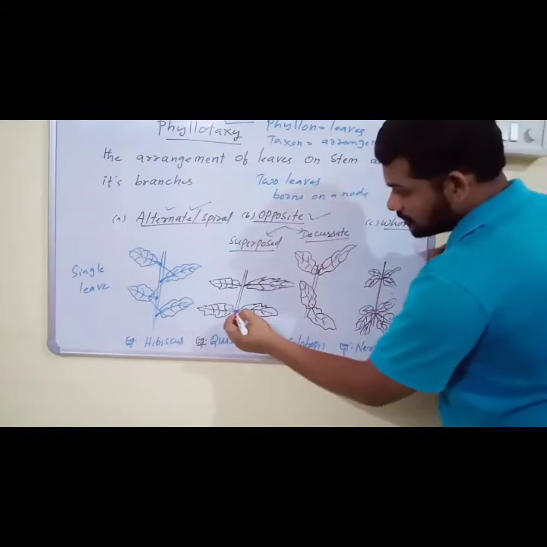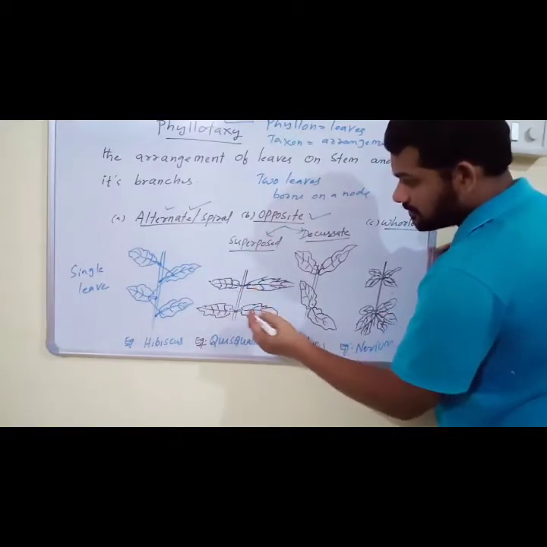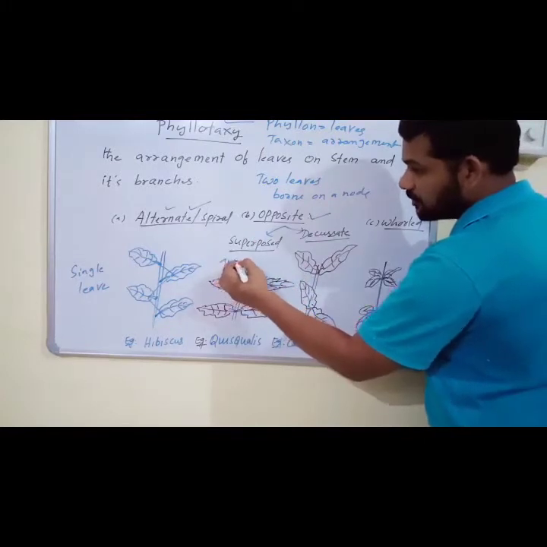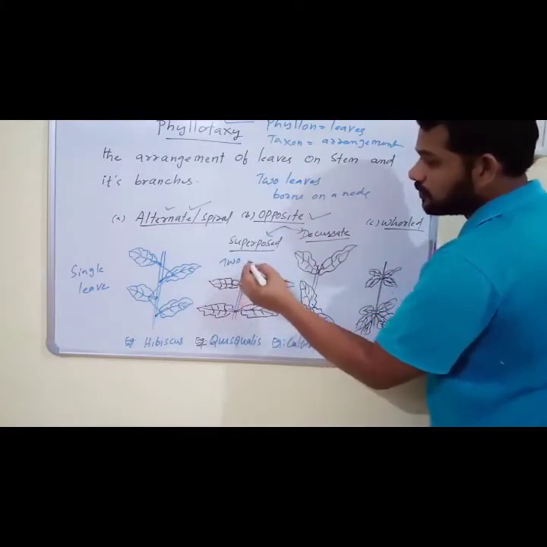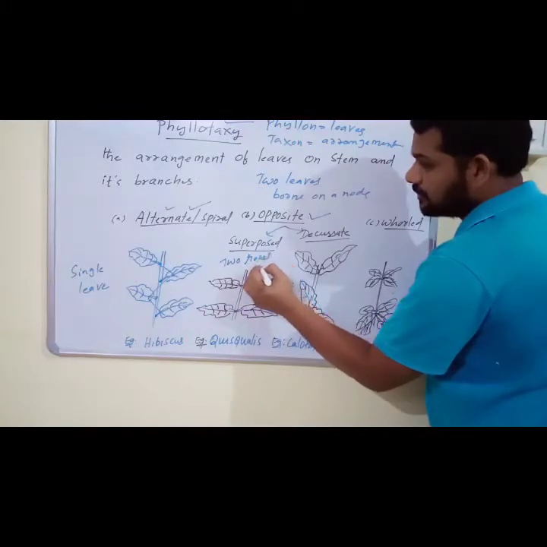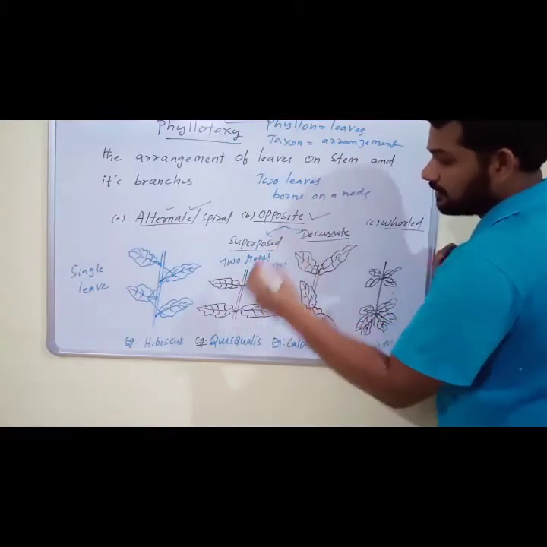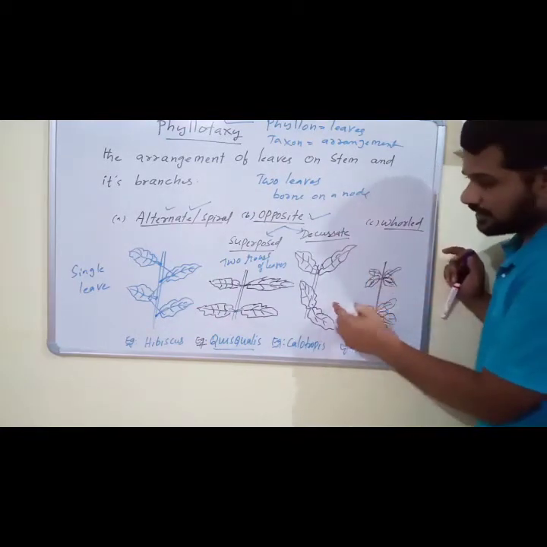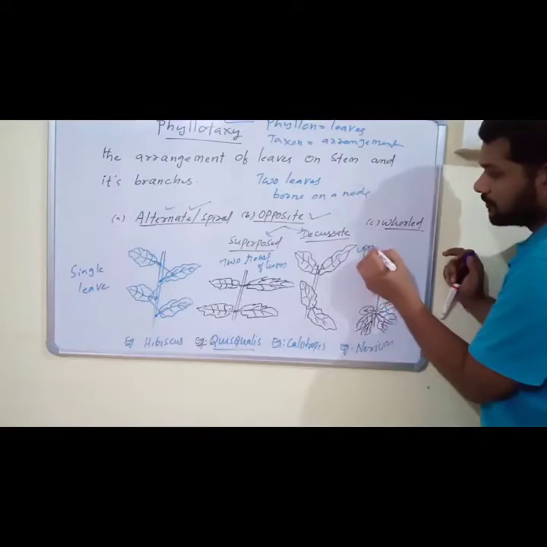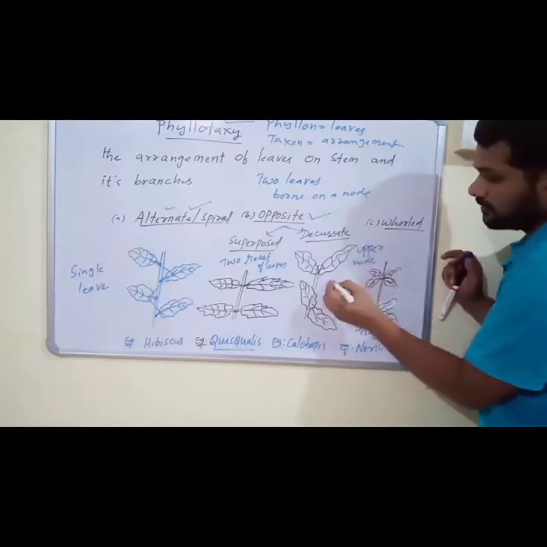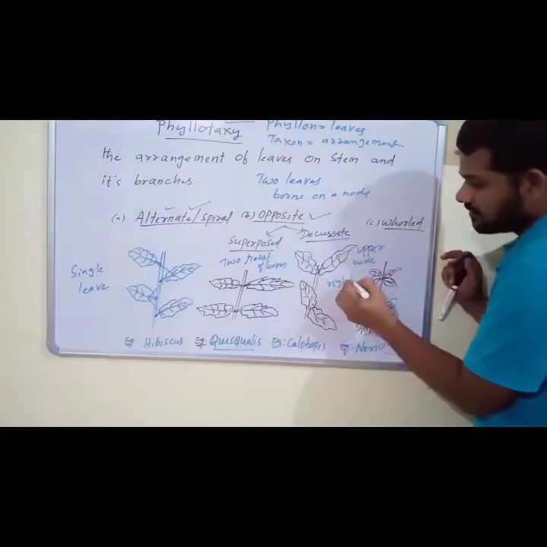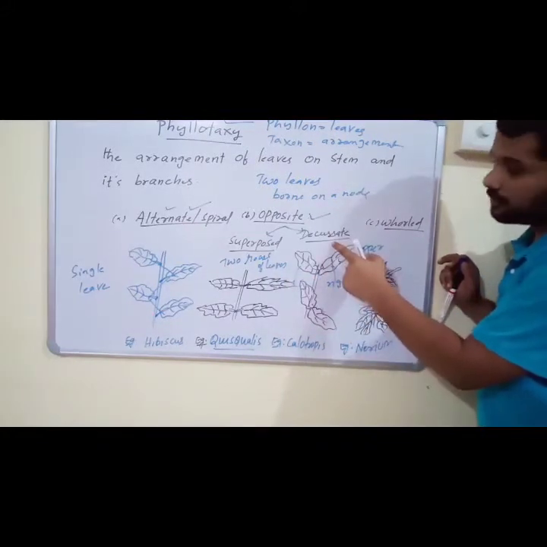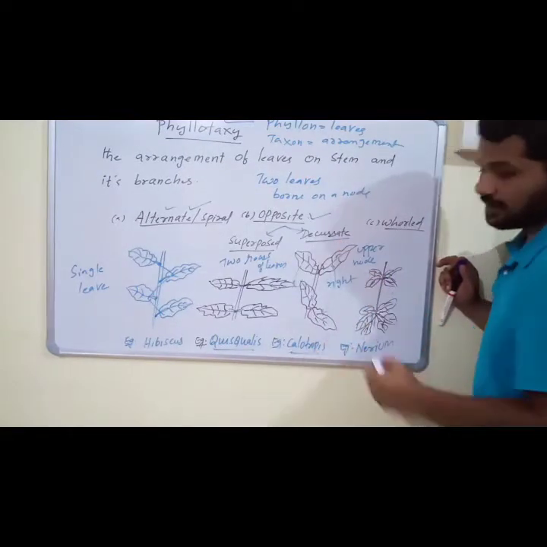In superposed, each node produces two leaves, and the leaves are exactly opposite to each other. So in this phyllotaxy, the stem produces only two rows of leaves. This type of phyllotaxy is observed in Quisqualis. And the second one is decussate. In decussate, the leaves of the upper node lie at right angles to the leaves of the lower node, and this type of phyllotaxy is called opposite decussate, and it is present in Calotropis.